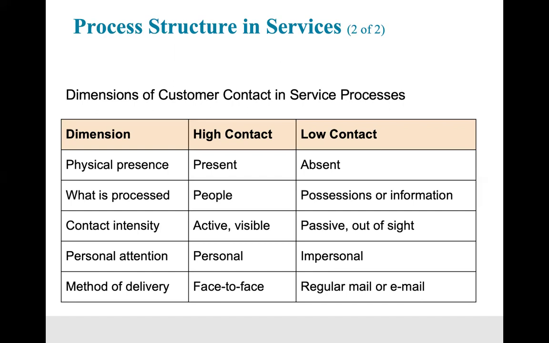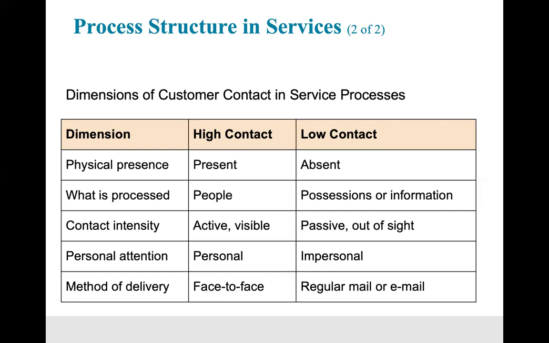Okay, with regards to what we are processing, you're typically either going to be processing people in a high contact environment where people show up, they have a specific need. For example, a McDonald's customer wants food, right? So we're going to be processing their specific needs, okay? And that's different from a situation where we have low contact, okay?